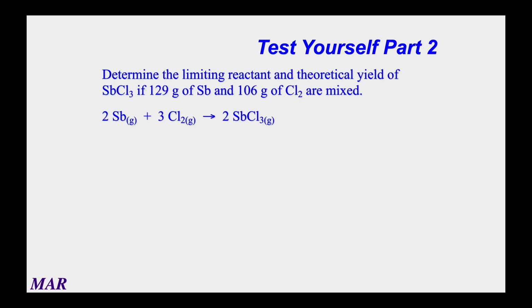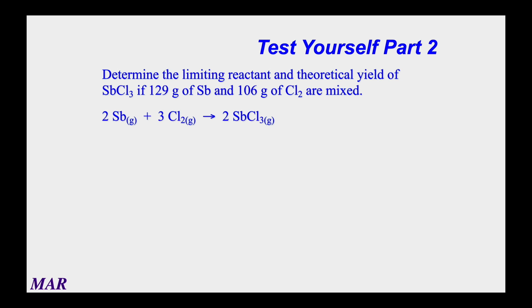Let's say that in our reaction, we have 129 grams of antimony and we have 106 grams of Cl2. And we want to figure out the limiting reactant and the theoretical yield of the antimony(III) chloride. So this is going to be a problem where you have 2 reactant amounts and we've got to figure out which of them is going to create less product, less SbCl3. And the one that creates less SbCl3 will be our limiting reactant. And the other reactant, of course, would be the excess reactant.